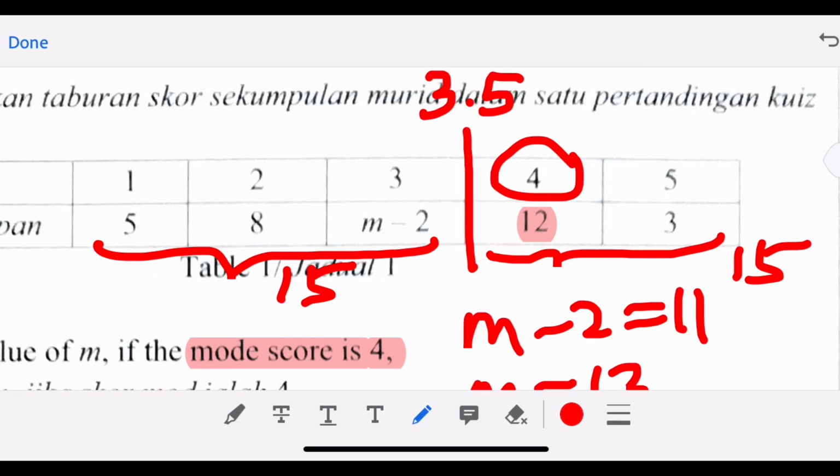So we can solve for M. For M minus 2 equal to 11, M is 13. So we have solved that one. Now we are given the median, which is 3.5. If you are given the median 3.5, that means the median is happening between 3 and 4. So that means when you add the 5 and 8 and M minus 2, it should be equal to 15. Then you can solve the M. Then the M is the answer.